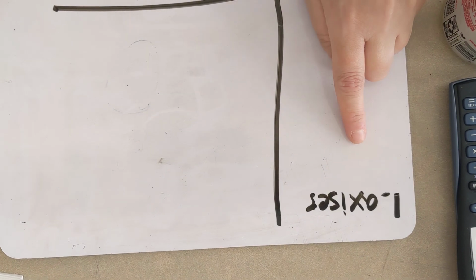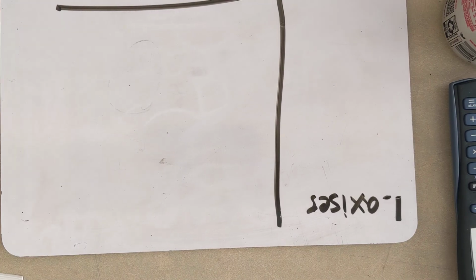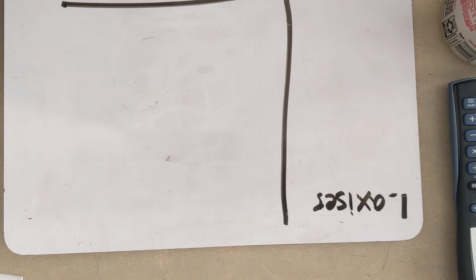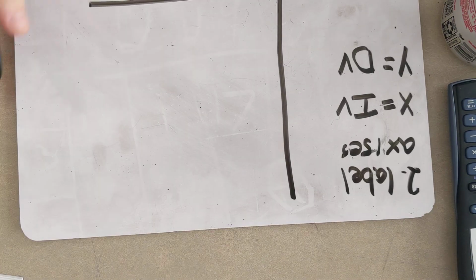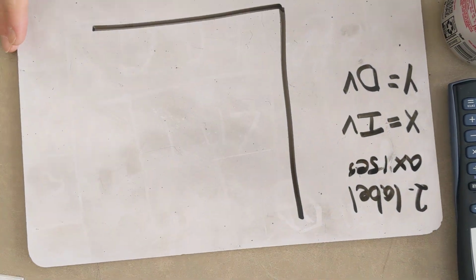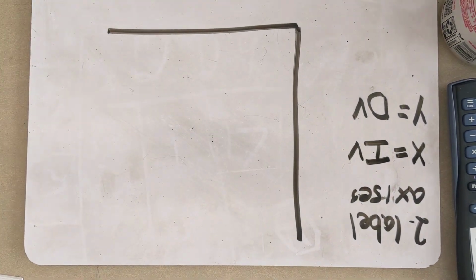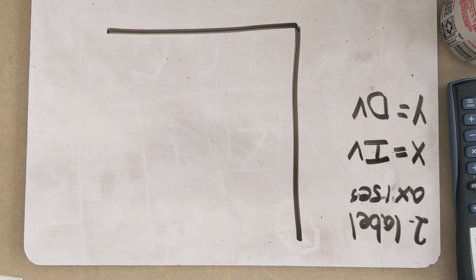All right, so step 1, you draw your axes. Boom, I told you it was simple. You should have that written by now. So then what do we do in step 2? In step 2, we label the axes.